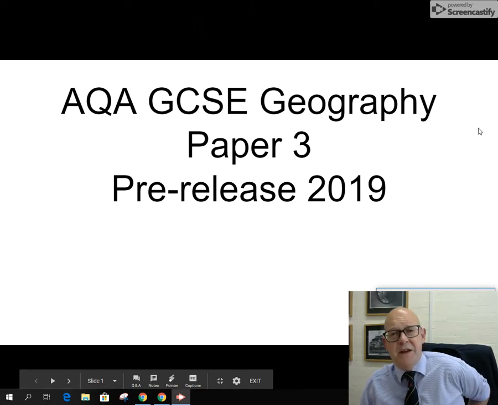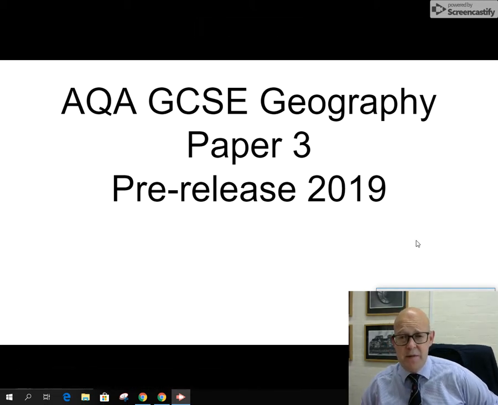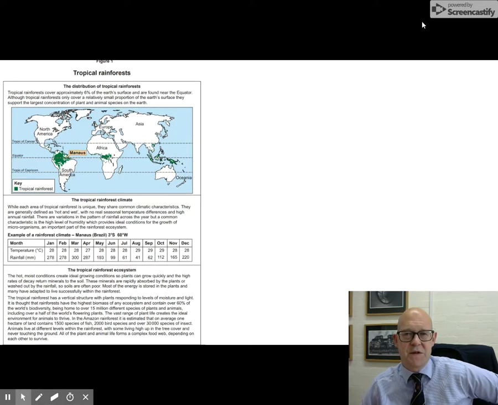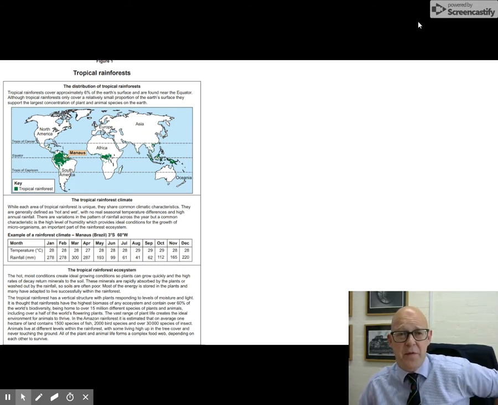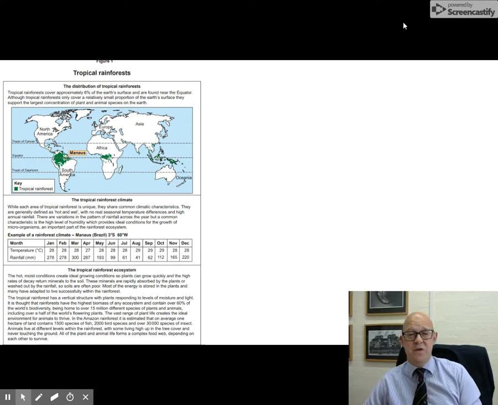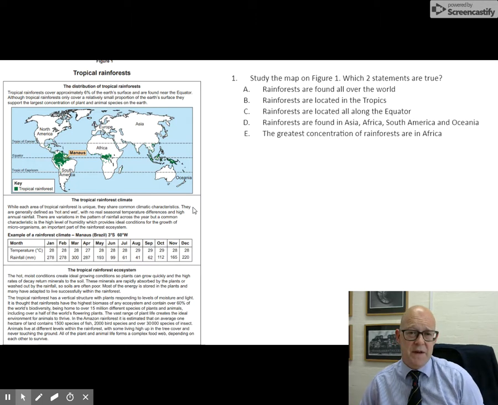Okay, the AQA GCSE Geography 2019, Paper 3, pre-release or advanced information booklet. Let's go through the resources and we'll have a look at some questions that some colleagues have made up. Okay, unusual this year, Figure 1 is a load of background information about tropical rainforests. A lot of it will help support your Energy for Life module, of course. So let's have a look at the kinds of things that we've got in here.